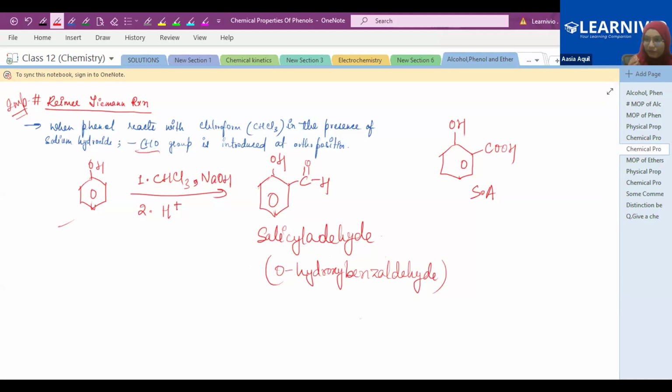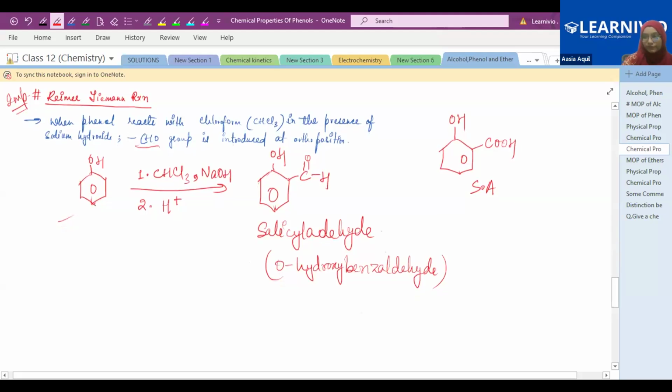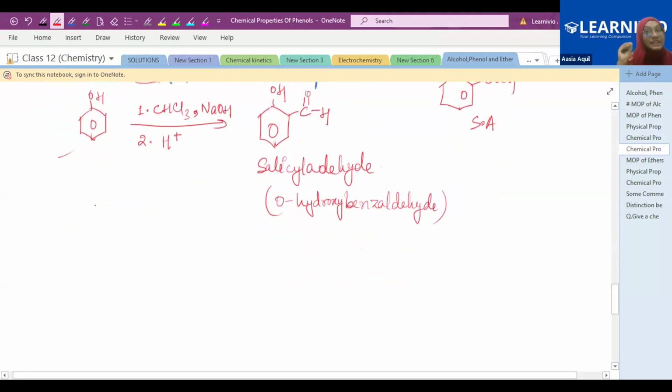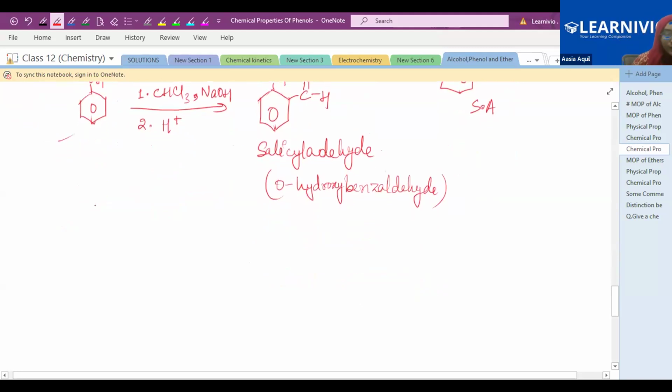So this is the Reimer-Tiemann reaction. Just add chloroform and sodium hydroxide, and in the second step, you have to do the acidification. Then you will get this salicylaldehyde. On the ortho position, you have to introduce the CHO group. Is it clear? Yes. Now, the mechanism is very important. Try to understand the mechanism step by step. How this reaction occurs and in which step what will happen? Let's see. So what will happen in the first step? This is the phenol.